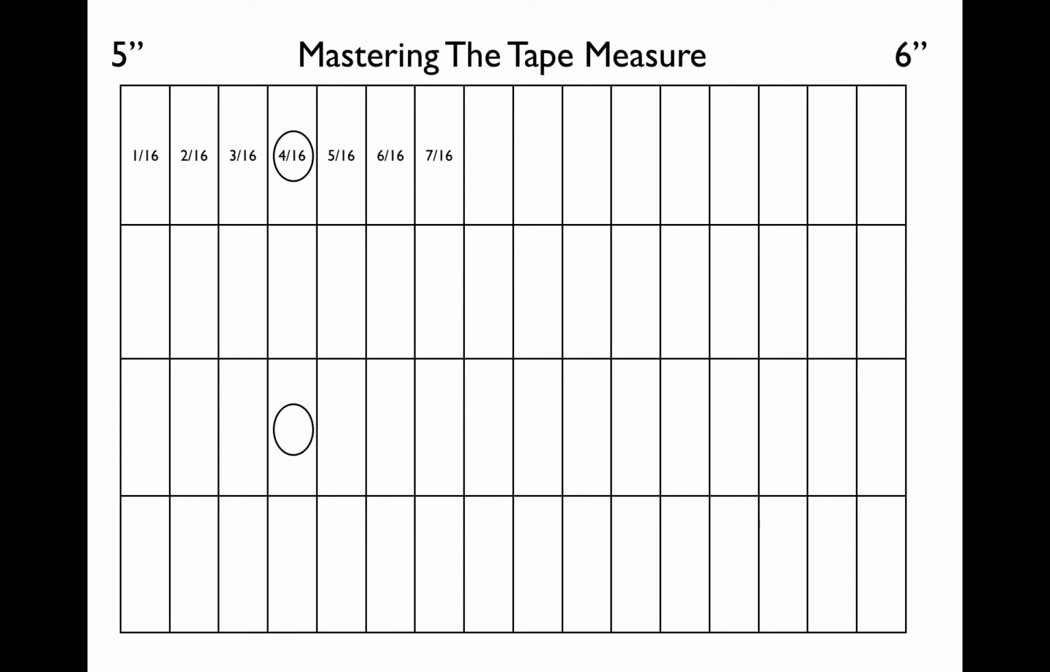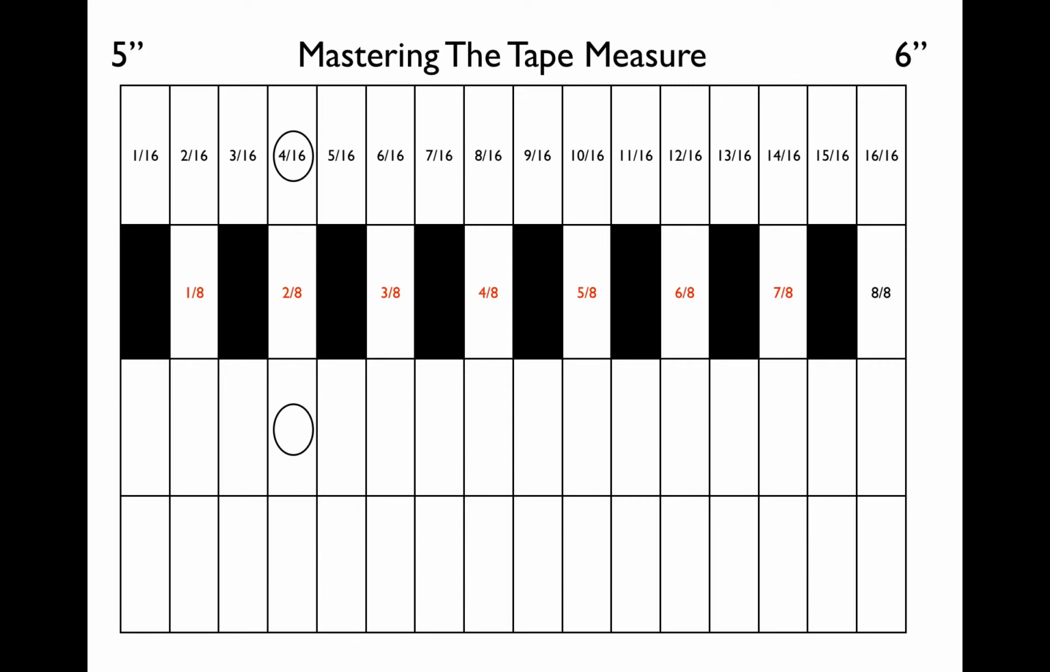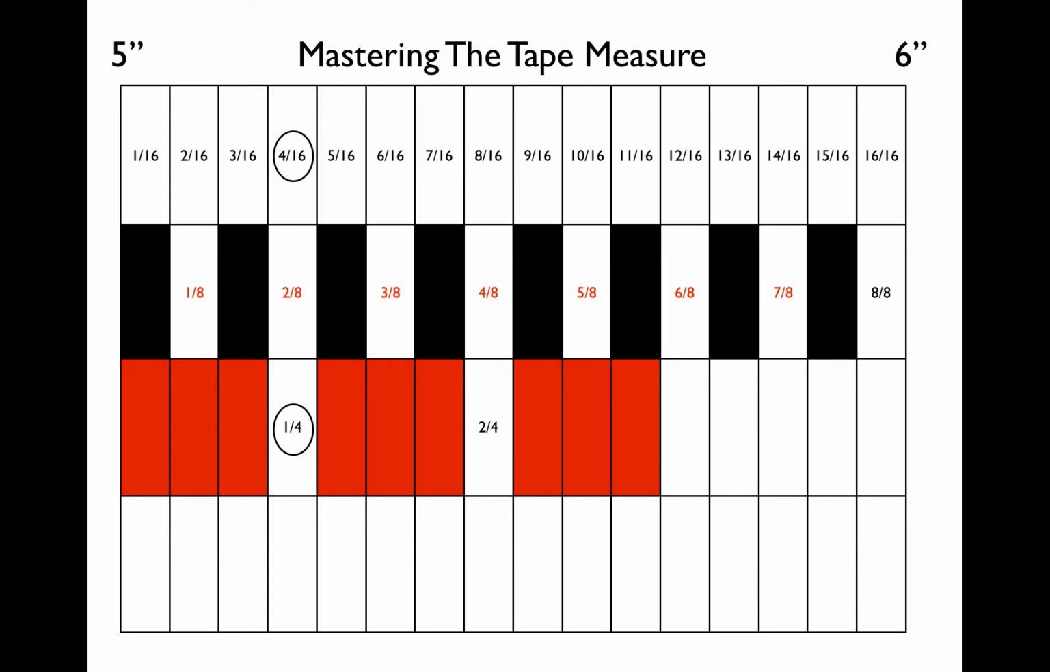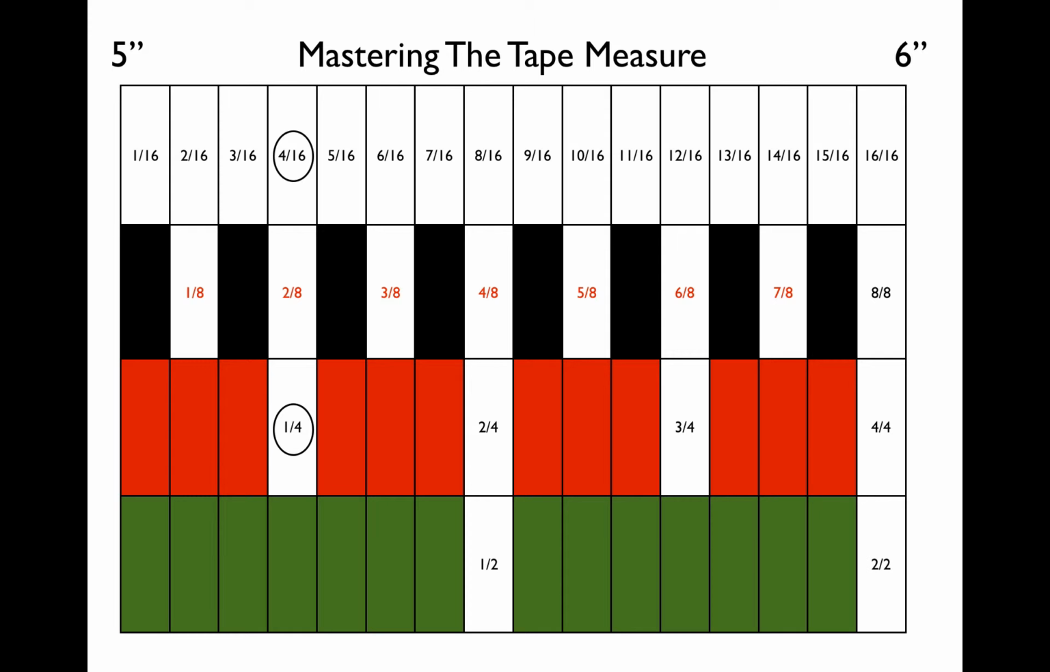Every line between every inch is a 16th. There's 16 16ths. Every 2 consecutive 16ths is 1/8. Every 4 consecutive 16ths is equivalent to 1/4. Every 8 consecutive 16ths is equivalent to 1/2 of an inch. As you see, the platform is true to form again. 4/16 is equivalent to 1/4. This can help you in the classroom, in the real world.